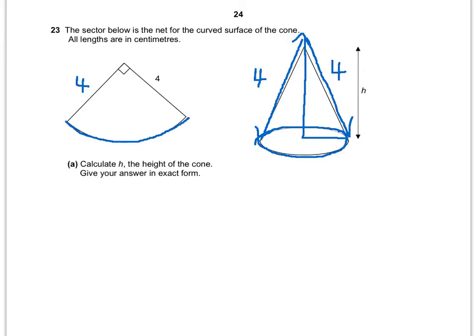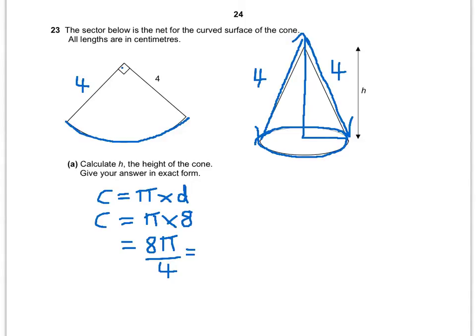So to find the circumference of a circle, we would do pi times the diameter. So the diameter here would be 8 because we've currently only got the radius, so it would be pi times 8, which we're just going to leave as 8 pi for now. Now, because this is a right angle, we've got a quarter of a circle here, so this arc length is going to be a quarter of 8 pi. So if I then divide that by 4, that tells me what the distance is around here.